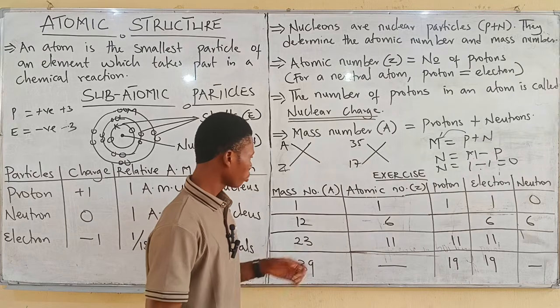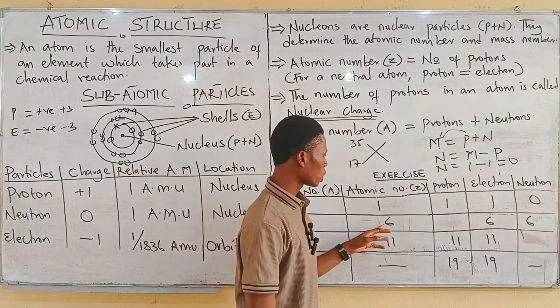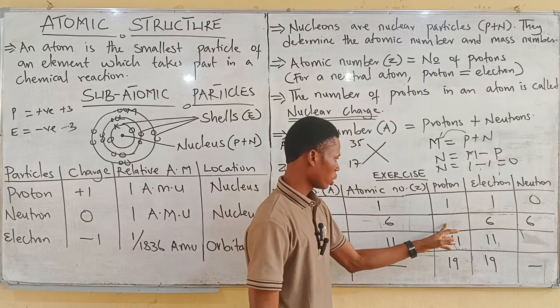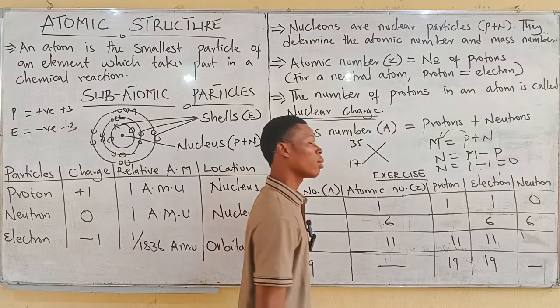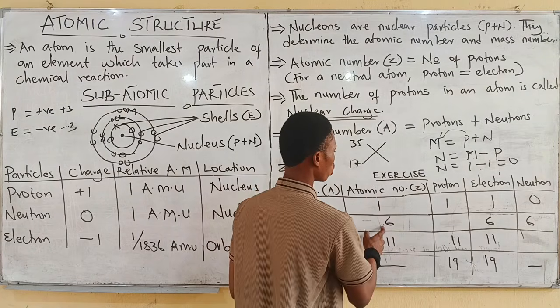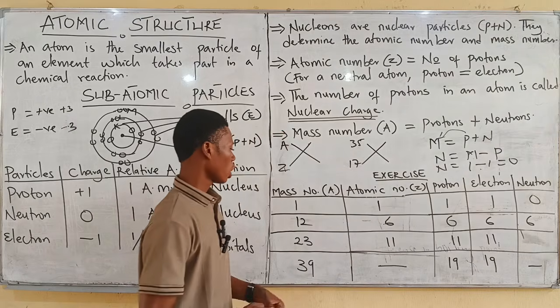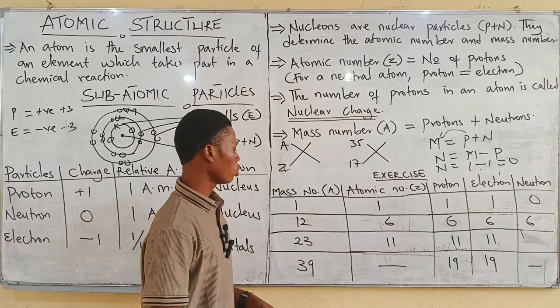Let's look at the second one. The mass number was given as 12. Atomic number was given as 6. Proton was not given. How do we get proton? Remember that proton is the same thing as atomic number. And atomic number was given as 6. So you just close your eyes and write 6 here. I'll do this one, then I'll leave this last one for you.